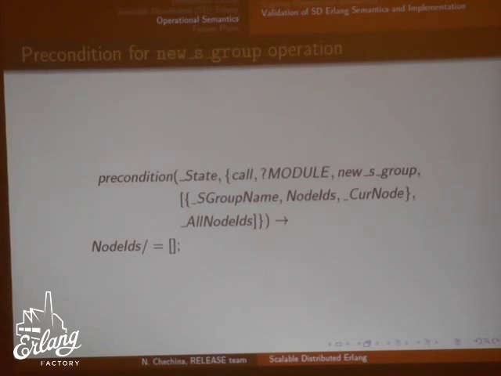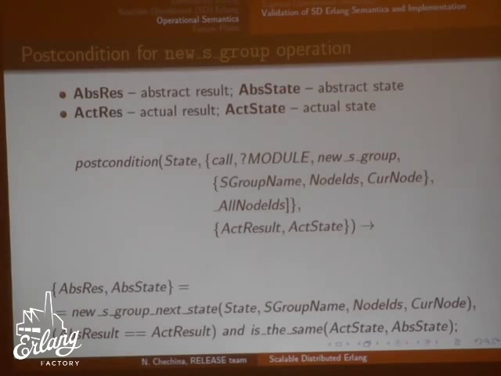That was really useful. Just to give an idea of what's happening there, the precondition, for example, for creating a new s_group is that the set of nodes shouldn't be empty. So this is the precondition that we check in the beginning. And then we have a postcondition. Those two were checked, each of them went their way, and in the end we get abstract states and check them against the real state. So abstract results we compare with the actual result, and the abstract state with the actual state.